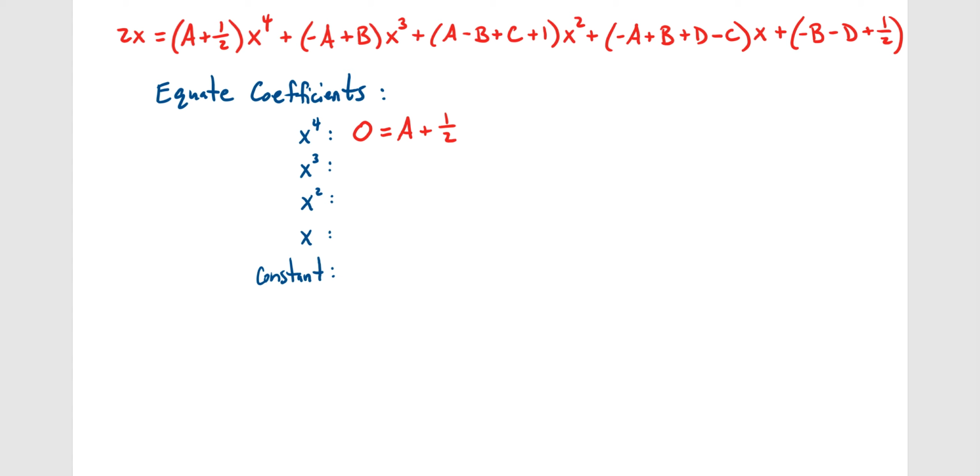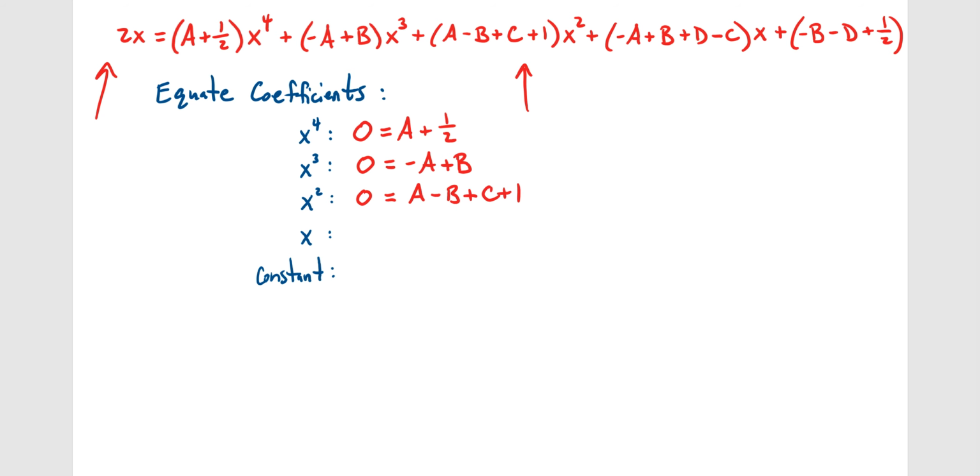For x cubed, there's no x cubed on the left, so that's going to be a 0. On the right, we have negative a plus b. And hopefully you recognize that we can end up plugging in our value for a there and then solving for b. And that's how it's going to be for all of these. So for x squared, once again, there's no x squared on the left, so that's a coefficient of 0. On the right, the coefficient of x squared is a minus b plus c plus 1.